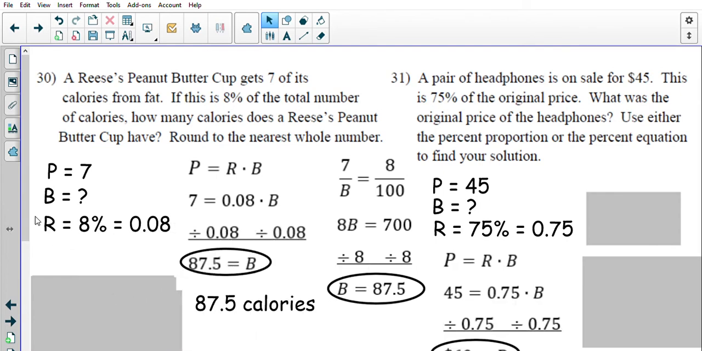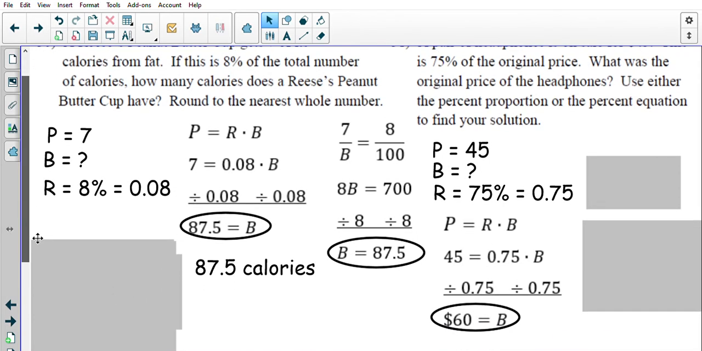So let's talk about the percent equation. P equals R times B is 45 equals 0.75 times B. Divide both sides by 0.75 and we get $60. Keep in mind, we're looking for the original price before the discount, so $60 does make sense. It should be more than the sale price of $45.